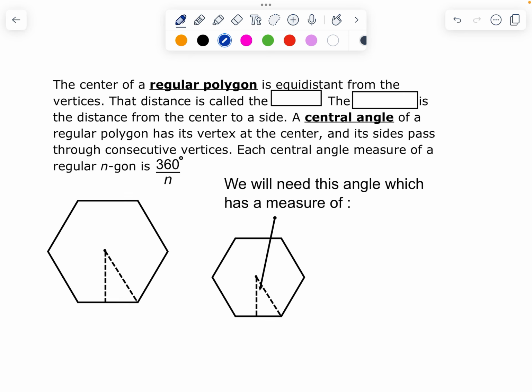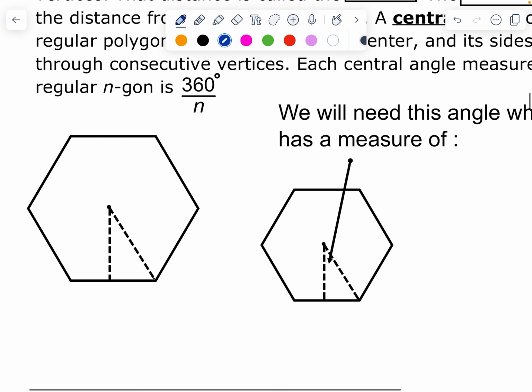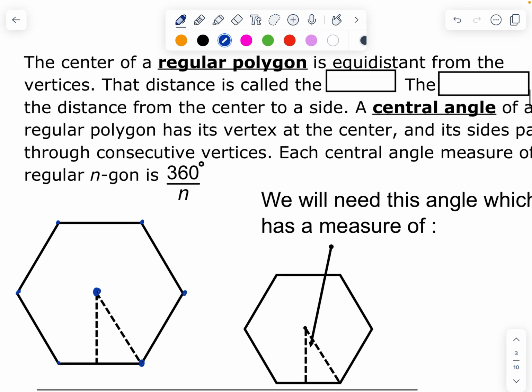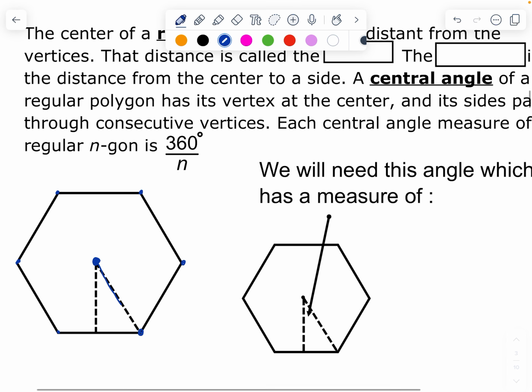The center of a regular hexagon is equidistant from its vertices. Okay, so this is the center of a hexagon, and these are all of its vertices. So there's 6 of them on a hexagon. That distance, the distance from here to here, is called a word that you do know.